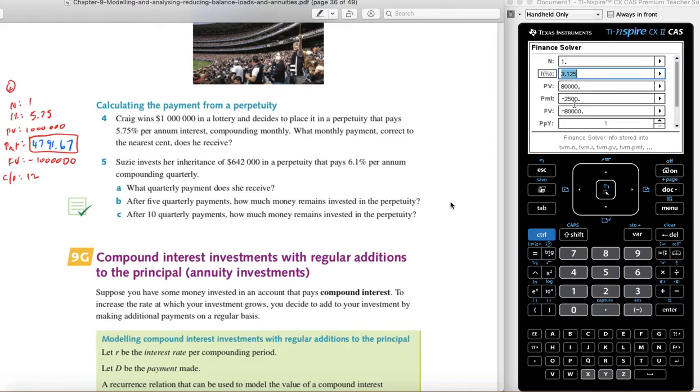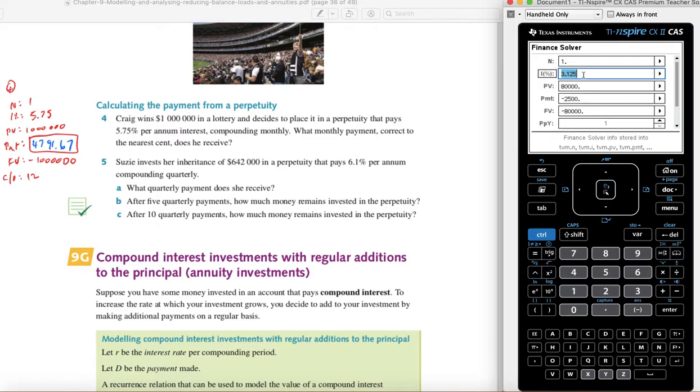And I'll do question 4 with you as well. This is that lottery type question I was talking about earlier. Craig wins $1 million in a lottery and decides to place it in a perpetuity. It pays 5.75% per annum interest compounding monthly. What monthly payment, correct to the nearest cent, does he receive? So you can see what I've already written there. Let's just fill in the details.